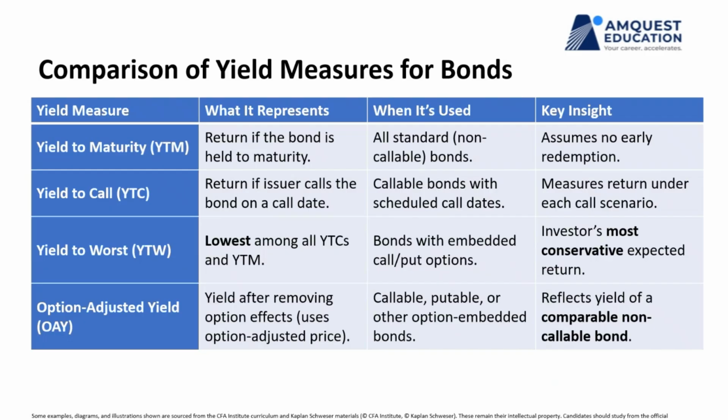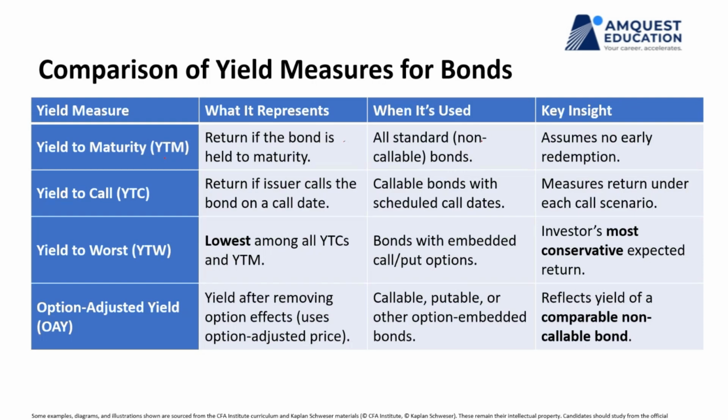Once again, we did not talk about yield to call and yield to put as such, but YTM we have talked about. It is the return if the bond is held to maturity. If you buy the bond today and hold it till maturity, the return you are going to get is your yield to maturity. When it's used: all standard bonds use YTM.